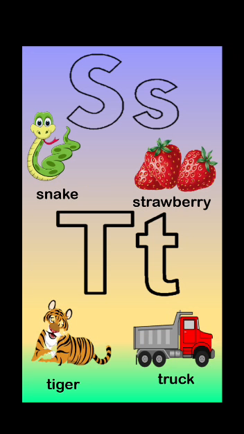Next letter is letter T. And the sound of letter T is T. T for tiger. T for truck. How can we know that tiger and truck come from letter T? Because their beginning sound is T.